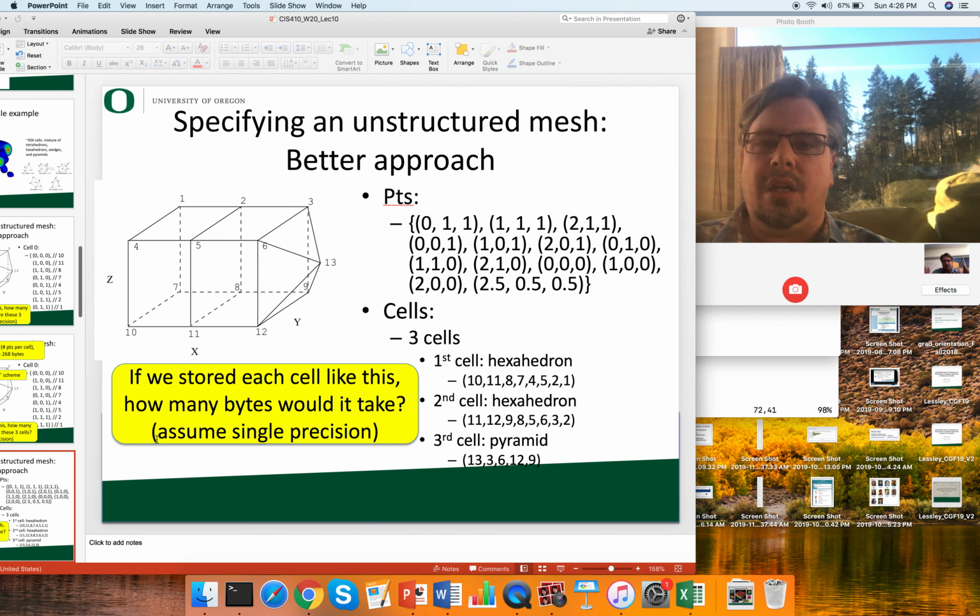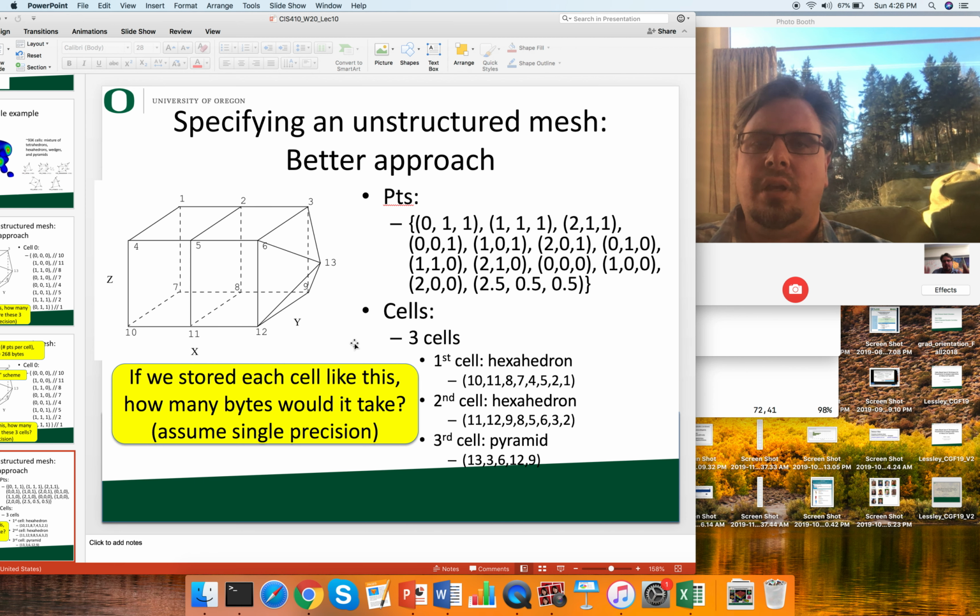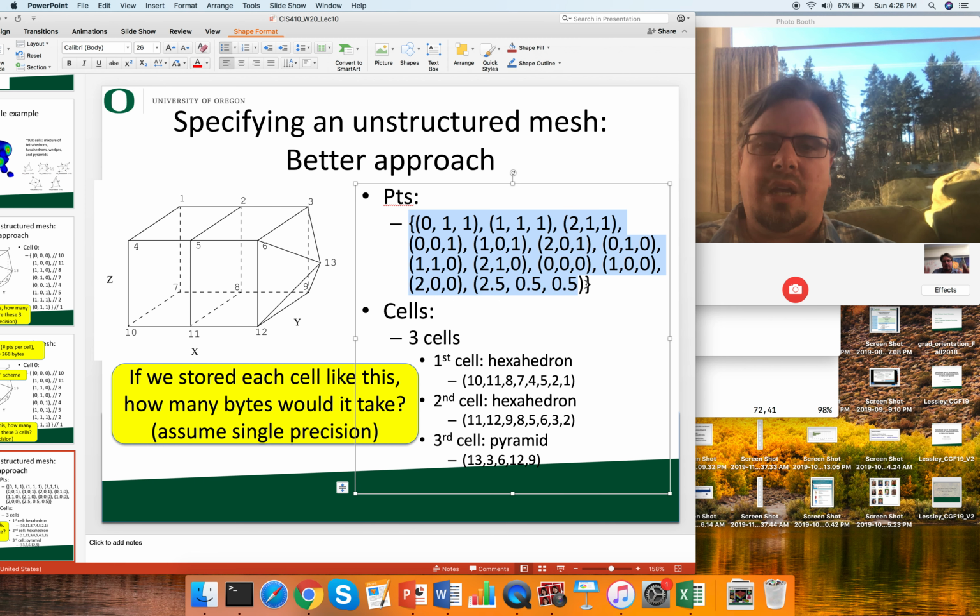Okay, now here's another way of doing it, and this is how it's typically done in practice. The idea is that we could specify all of the point locations ahead of time. And so here are our 13 point locations. Point 1 is at x equals 0, y equals 1, z equals 1. So there's point 1 right there. And point 13 is at x equals 2.5, y equals 0.5, and z equals 0.5. So there's point 13 right there.